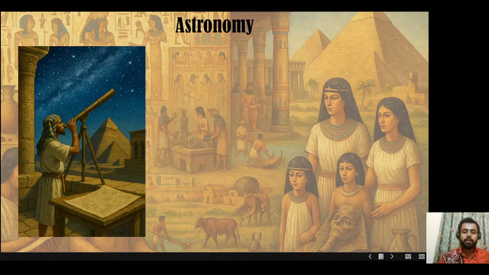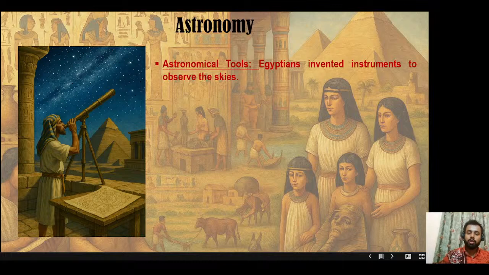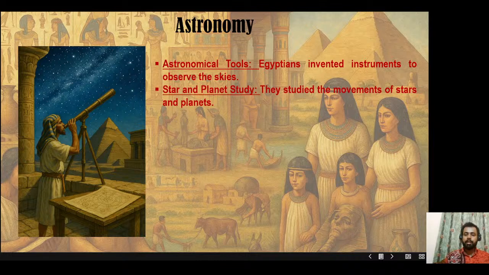Astronomy. How expert were they in calculating the movements of celestial bodies? So Egyptians invented instruments to observe the skies. Egyptians had a lot of scientific instruments through which they could observe the movements of celestial bodies. They studied the movements of stars and planets. So they studied how the stars and planets move in the sky.